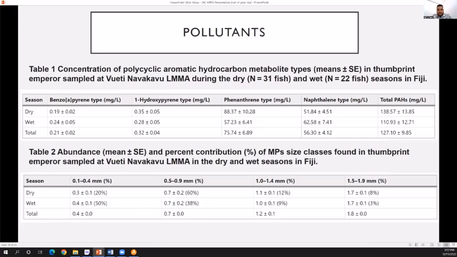And we looked at the biliary PAH concentrations of 4 metabolites, 4 types of PAHs, within the thumbprint emperor. These were benzo[a]pyrene, 1-hydroxypyrene, phenanthrene, and naphthalene. And these metabolites give some reflection of the main local causes of pollution exposure. Mainly, these PAH metabolites are largely linked to pyrogenic and petrogenic sources.